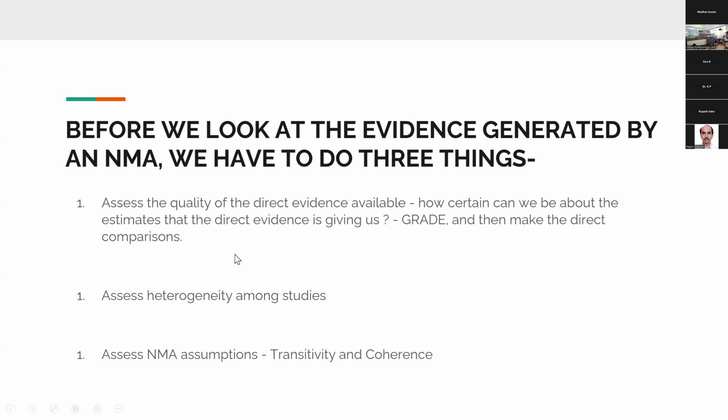Now, before we look at the evidence generated by an NMA, we have to do three things. First, we have to assess the quality of the direct evidence. Like I said, your result from the NMA is only as good as the studies that informed them. So first you have to look at the quality of the direct evidence. How certain can we be about the estimates that the direct evidence is giving us? So first we use GRADE, and then we have to make all the direct comparisons via a forest plot. Then we look at heterogeneity among the studies. And finally we look at the NMA assumptions, whether they are fulfilled or not, that is transitivity and coherence.